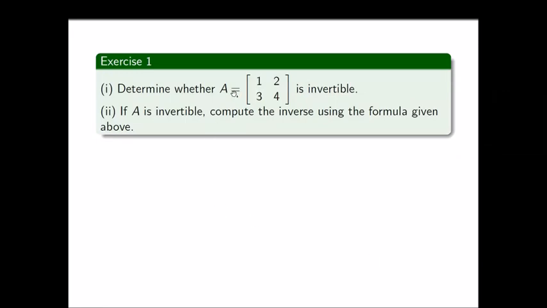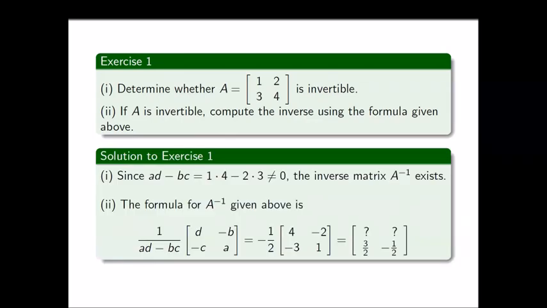So we're given a matrix A with entries 1, 2, 3, 4, and we want to determine whether this is invertible. And if it is invertible, we want to compute its inverse using the formula that we saw on the last slide. So we first compute the determinant of the 2 by 2 matrix. We get 1 times 4 minus 2 times 3, that is minus 2, and that is not 0, and therefore A is invertible. In other words, A inverse exists.